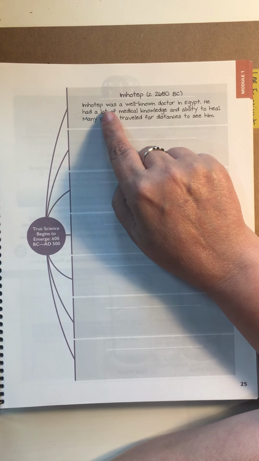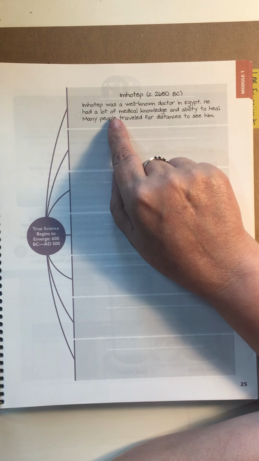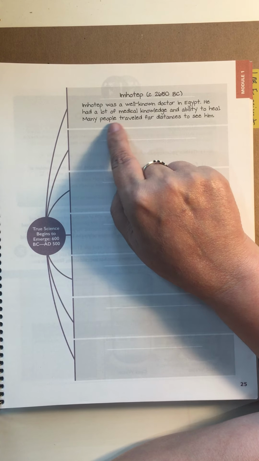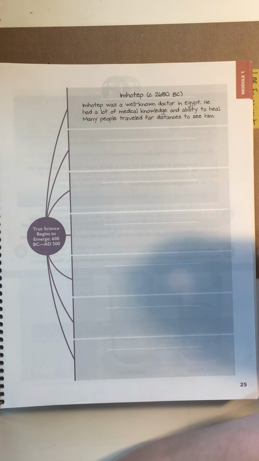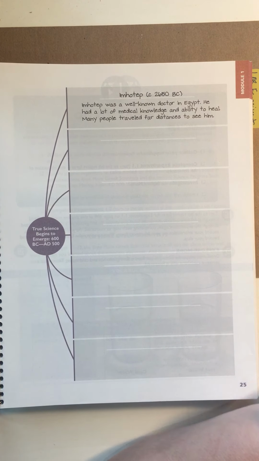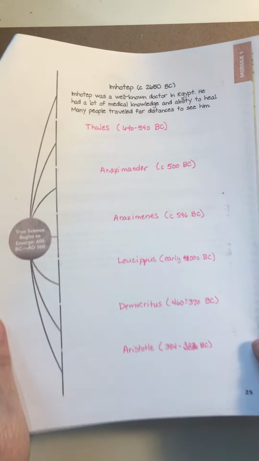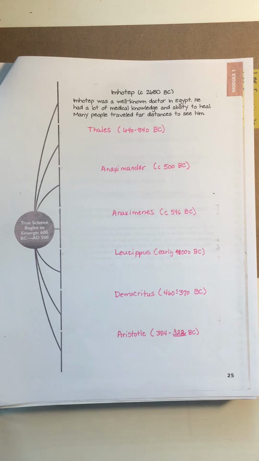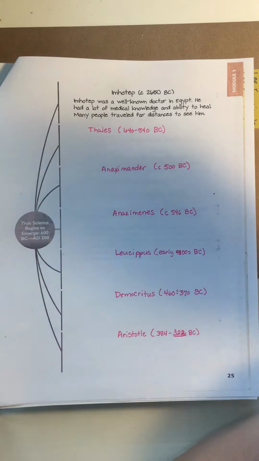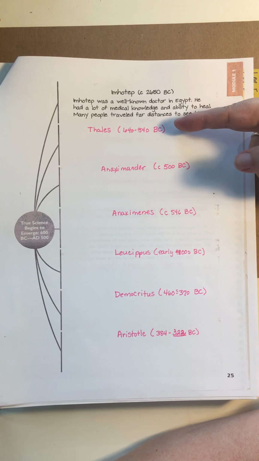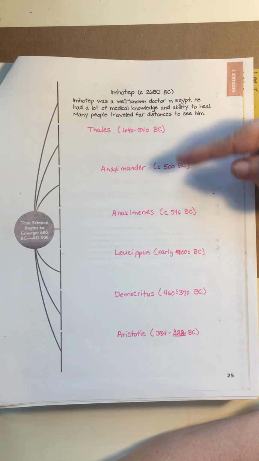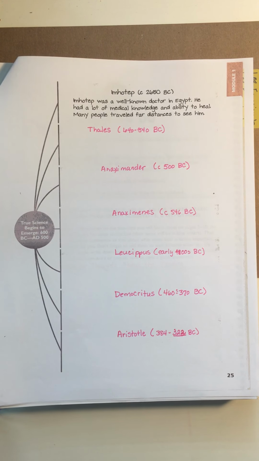Okay, Imhotep was a well-known doctor in Egypt. He had a lot of medical knowledge and ability to heal. Many people traveled far distances to see him. So that's what they wrote about Imhotep. Okay, I am going to go ahead and show you that I've written down the names of the scientists, starting with Thales, and Anaximander, and Anaximenes. These guys are all on page 5 in your book, I believe. Pretty sure they're on page 5. Yes, they are on page 5.